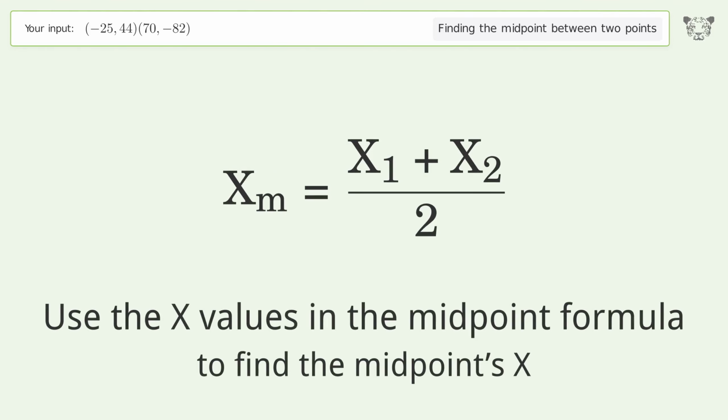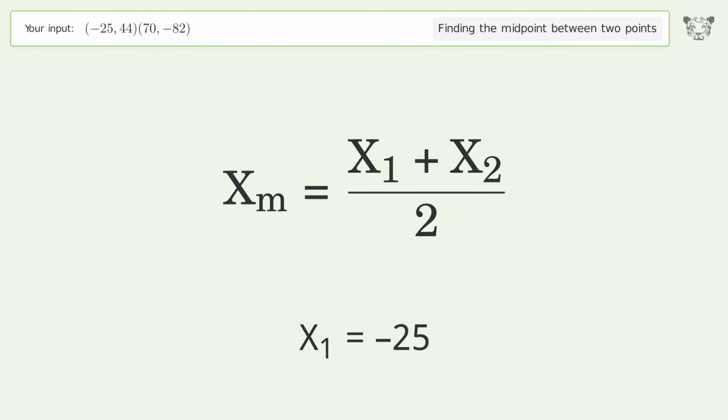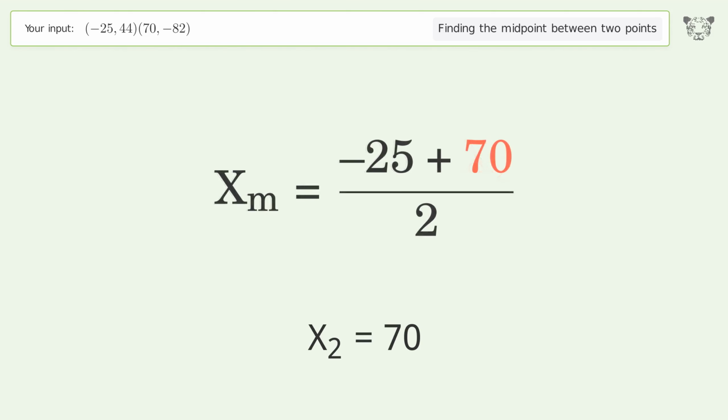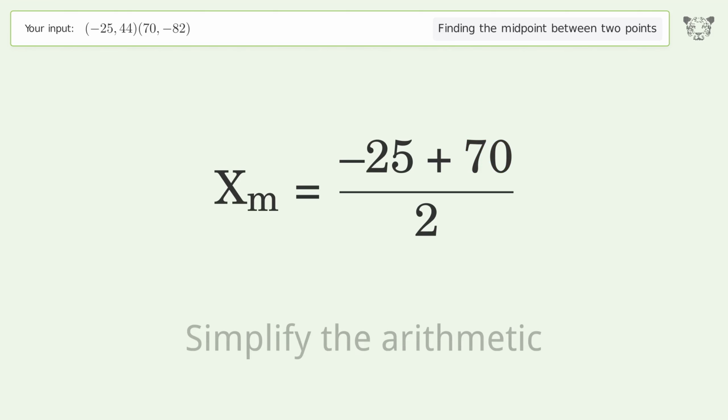Use the x values in the midpoint formula to find the midpoint's x. x1 equals -25. x2 equals 70. Simplify the arithmetic.